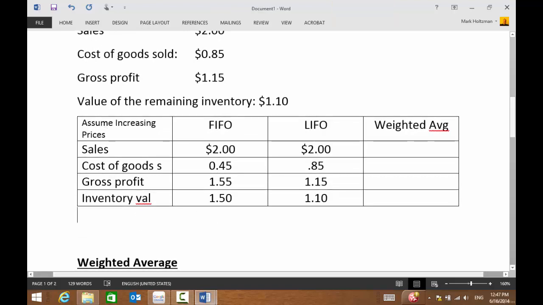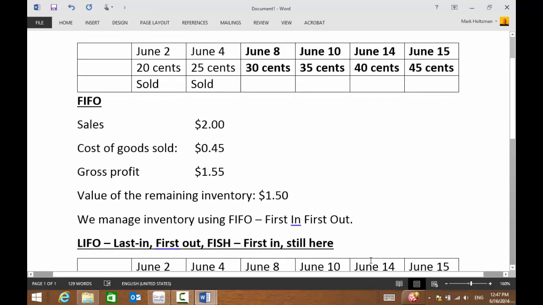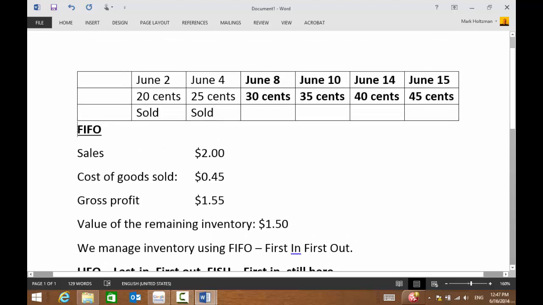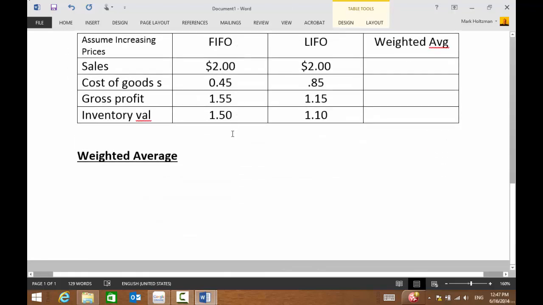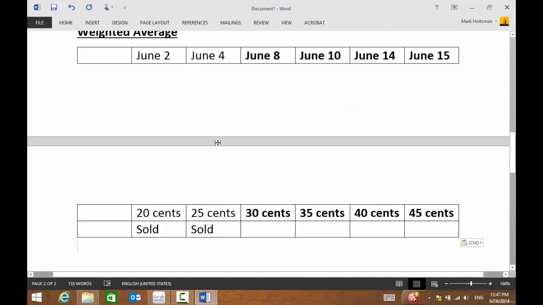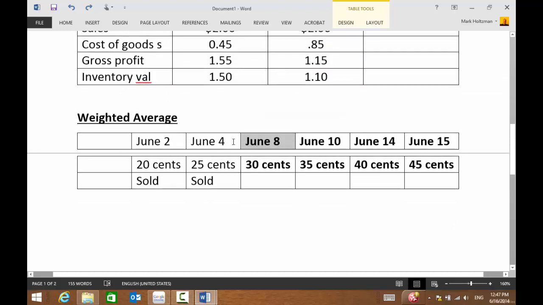Let's try something else. It's called weighted average. The way weighted average works is that, is there anyone here who has a preference, LIFO, FIFO yet? You kind of feel partial to one or the other? No? You sort of feel even-handed, like you could take one or the other, it doesn't really make a big difference? No favorites yet? You like FIFO?